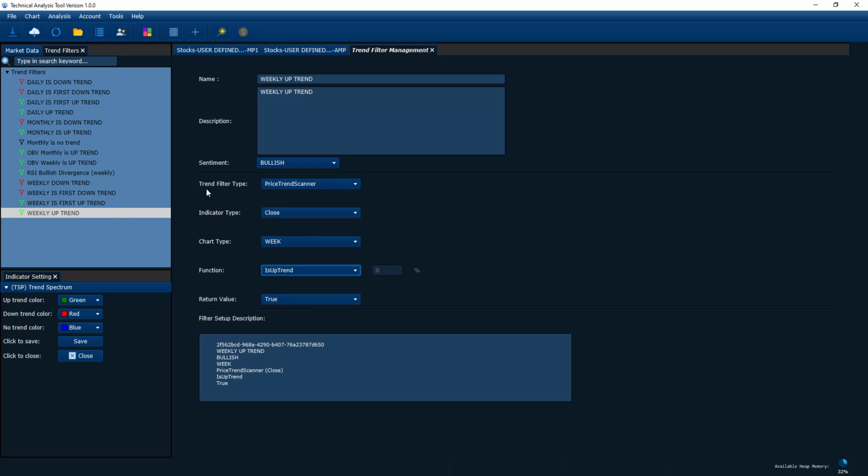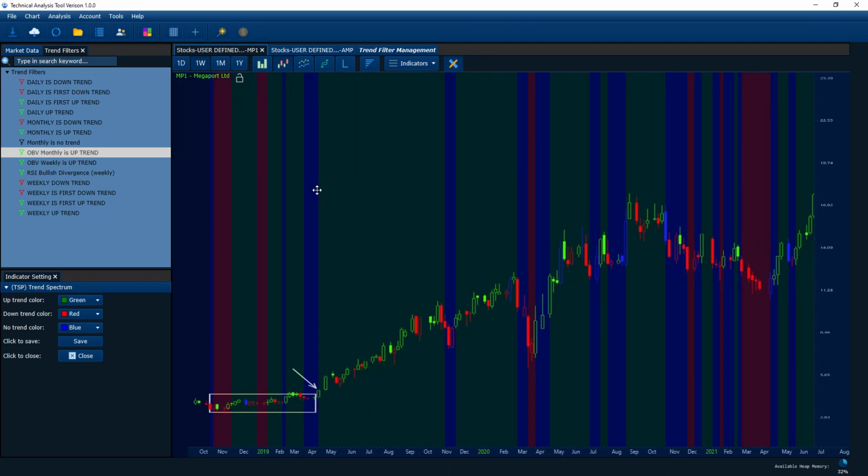I want this filter to just give me all the shares which are in a weekly uptrend. It's that easy. You can also create another one. For example, we also have another one, the monthly uptrend, which means an uptrend is in place on the bigger time scale. All right. So there's one thing I'm missing.